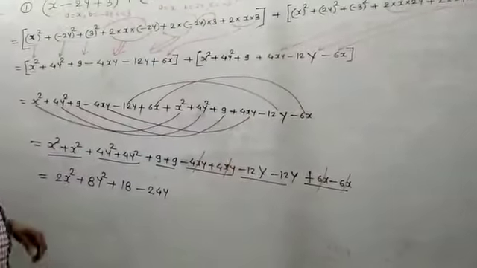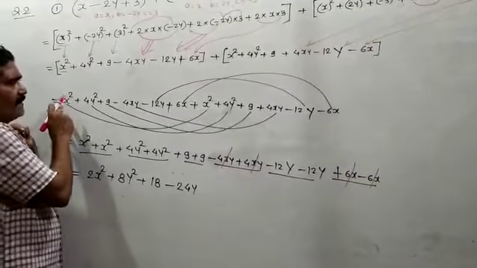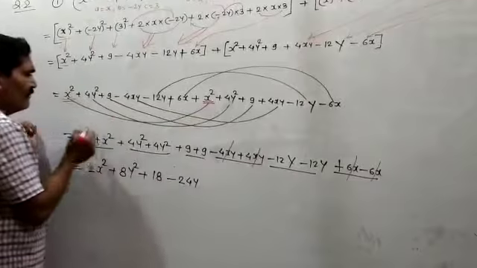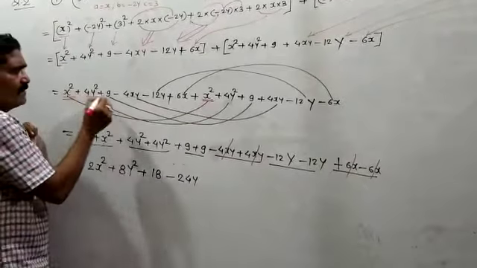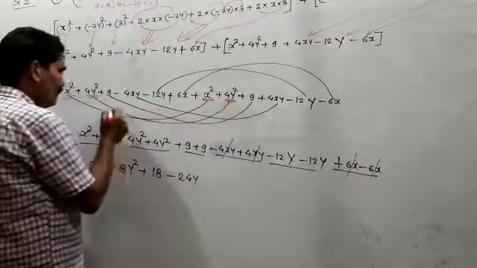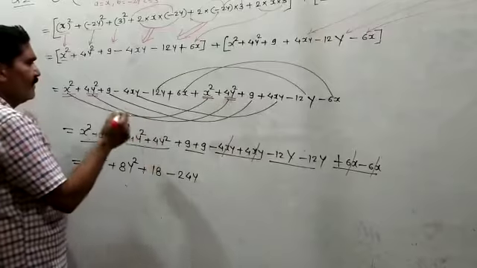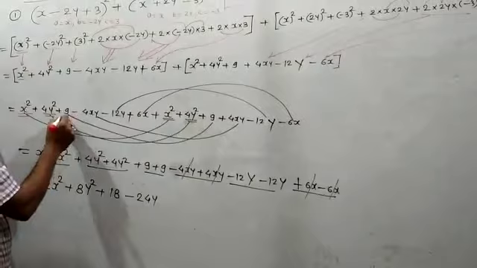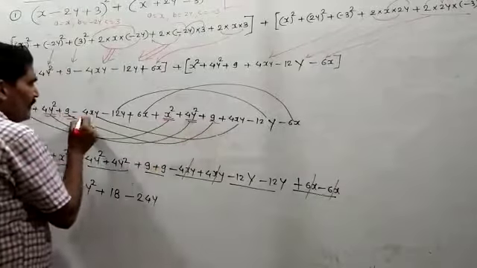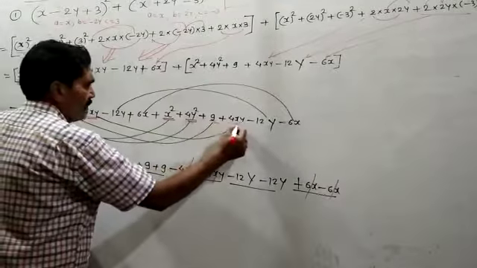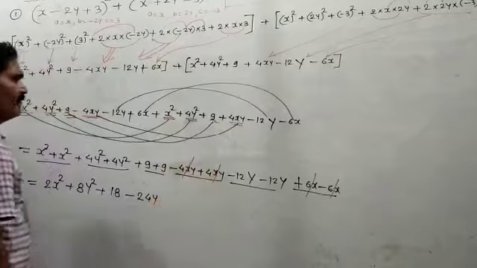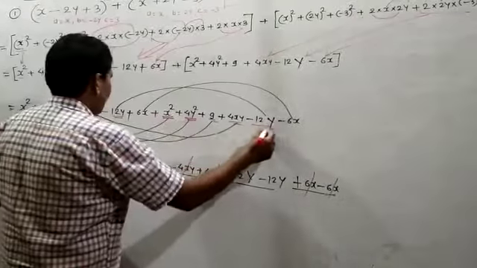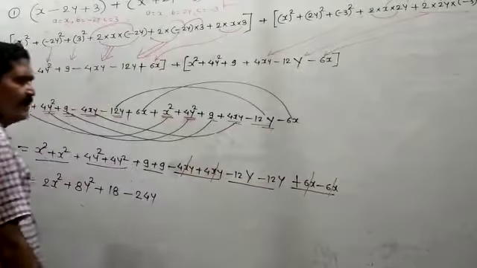Here you have to select the like terms together. Here x square, this x square you will write together with this x square, so x square plus x square. This 4y square you will write together with this 4y square, plus 4y square plus 4y square. Then this 9 plus 9 you will write here. Then after that you will write minus 4xy and plus 4xy here. Then what remains? 12y minus 12y you will write together.